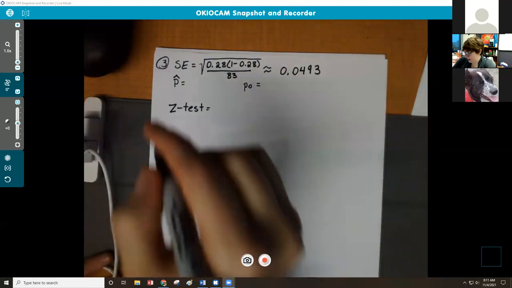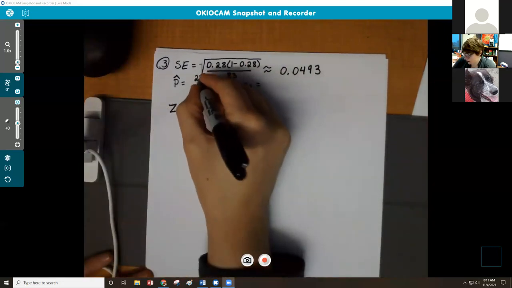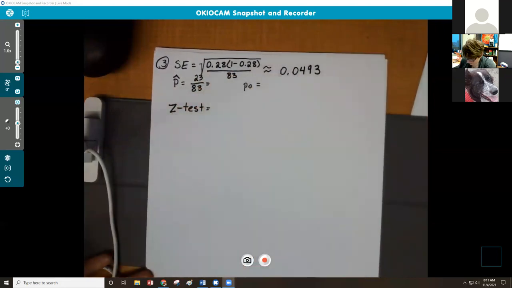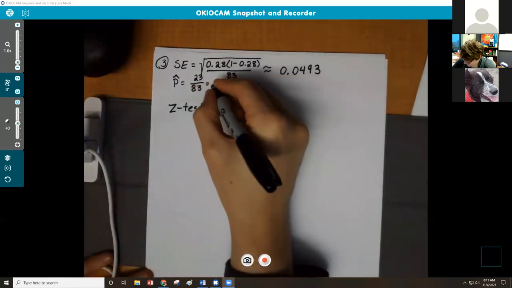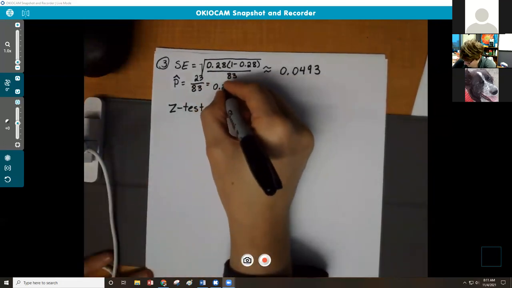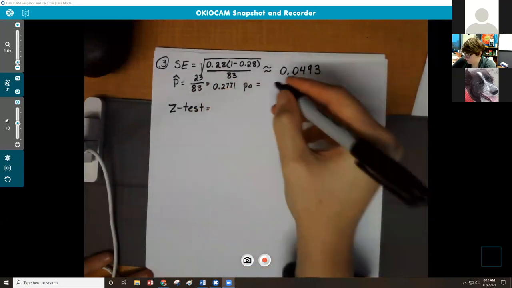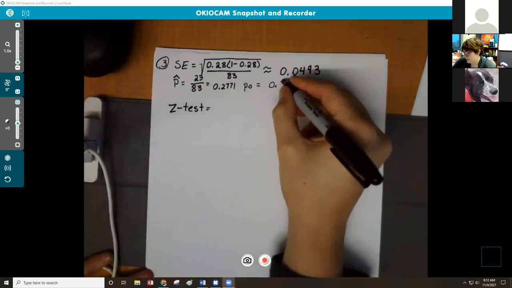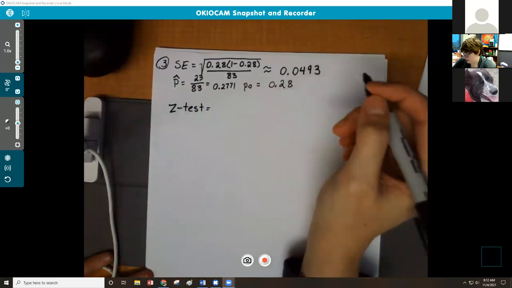All right, then to figure out the p hat, we're going to have 23 divided by 83. So 23 over 83. That's going to give us 0.2771, and our p hat is 0.28.